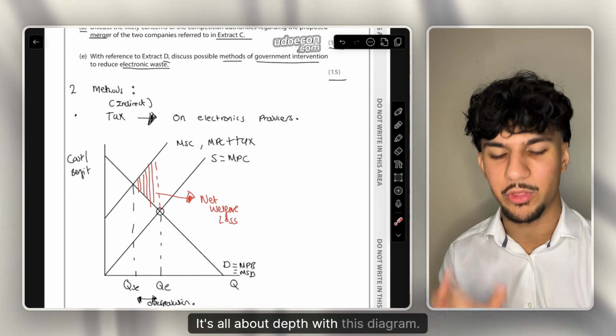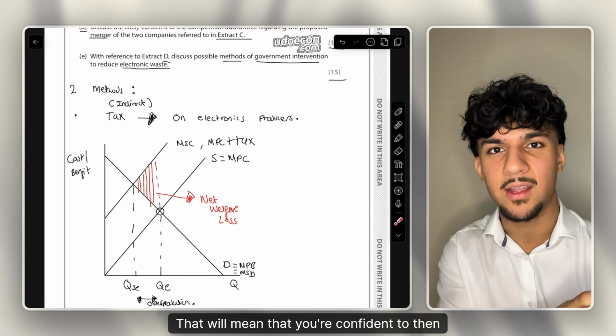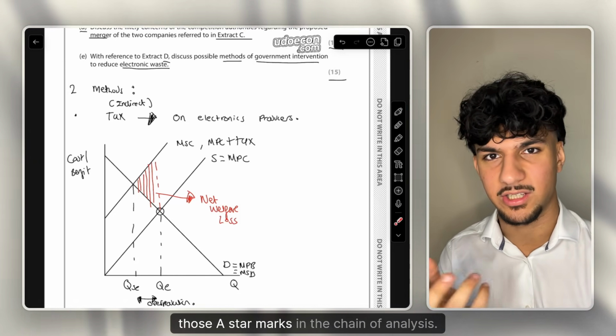It's all about depth with this diagram. Understand the depth of the diagram. That will mean that you're confident to then include it in your chain of analysis and pick up those important A-star marks in the chain of analysis.